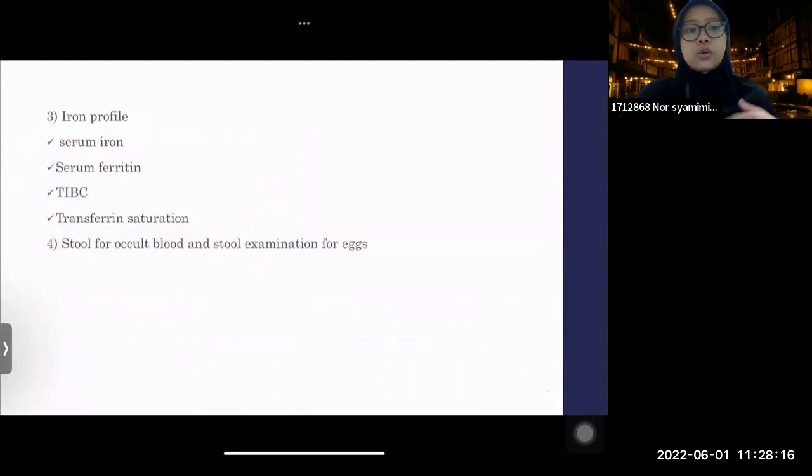Okay, next. In this patient, it is important to do the iron profile because we suspect patient has iron deficiency anemia. In the iron profile, serum iron is expected to be low, serum ferritin also reduced, total iron binding capacity we expect to be increased, and transferrin saturation is expected to be decreased. And next, we also do stool for occult blood and stool examination for ova, since our differential diagnoses are chronic blood loss and also worm infestation.